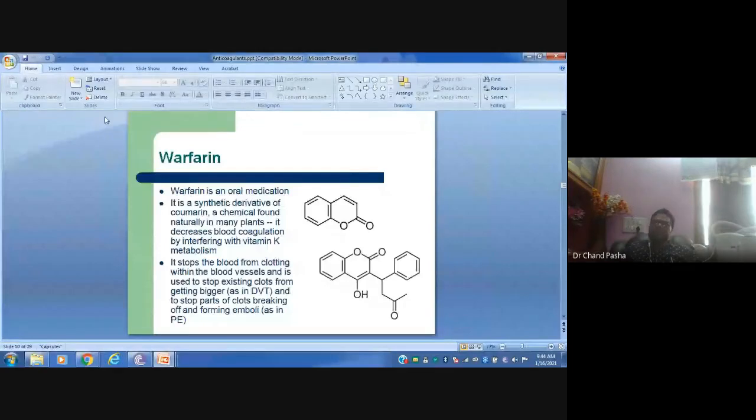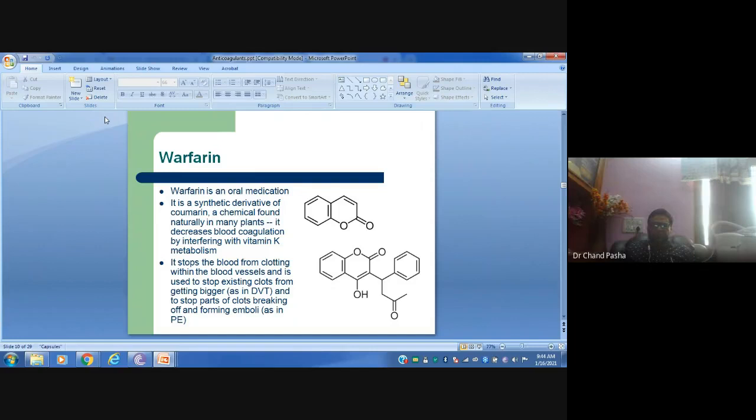Warfarin easily handles pH changes, so it does not get disintegrated, and it works effectively on vitamin K metabolism. Whatever vitamin K mediated processes are there, warfarin will interfere with them, since vitamin K is required for various cofactors. Whatever cofactors require vitamin K will be interrupted by warfarin, so those factors will not work. If those factors are not working, then the clotting process does not take place.